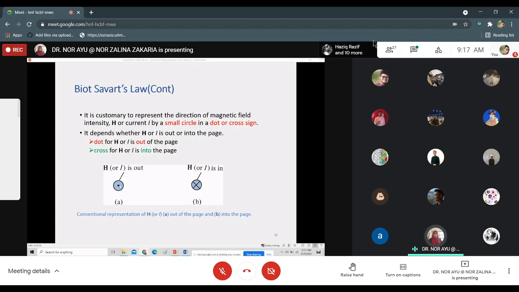For this one, your thumb is showing upwards, because this symbol is showing going up, right? So your thumb is going up, and then the direction of your magnetic field intensity will be counterclockwise. And please try this one.